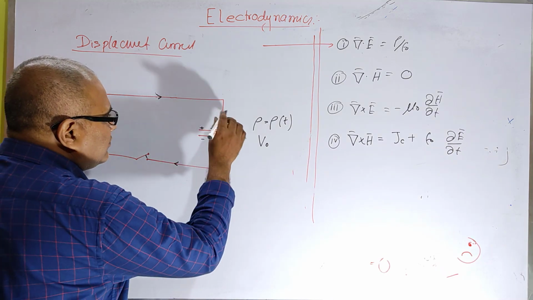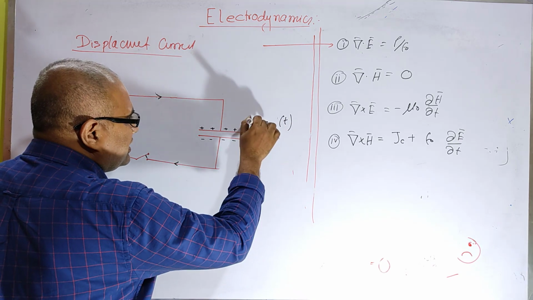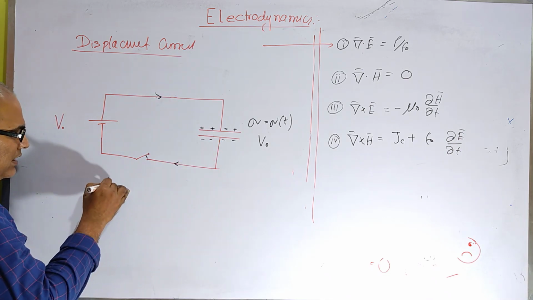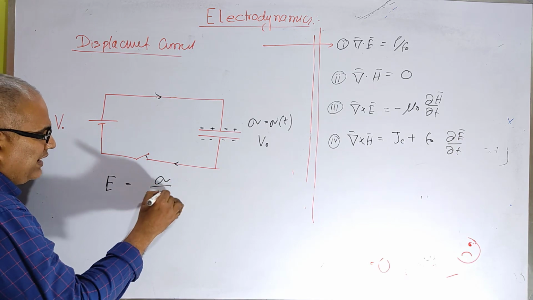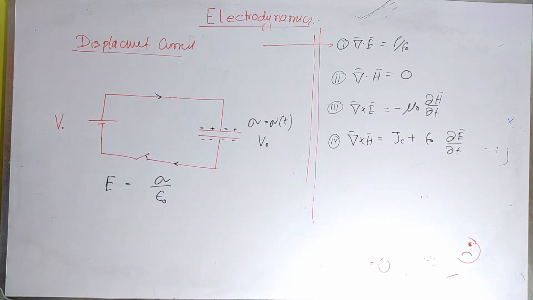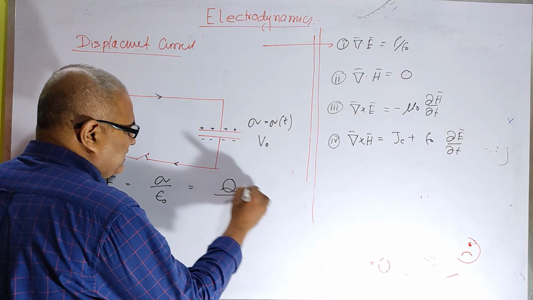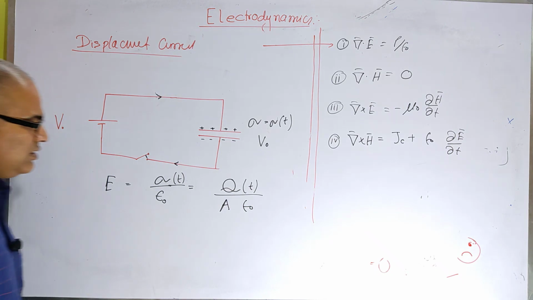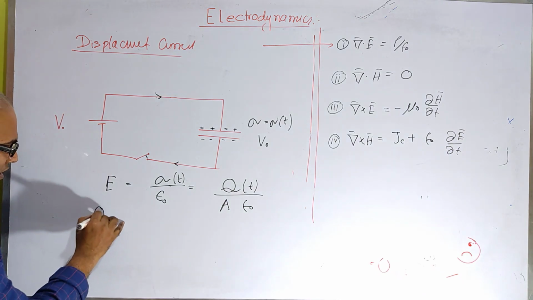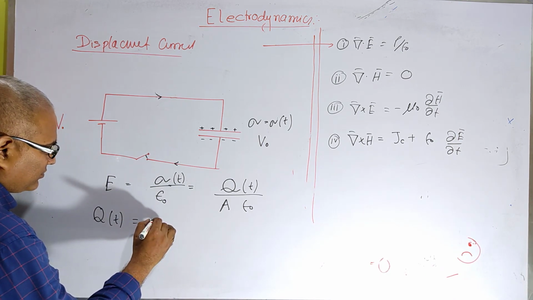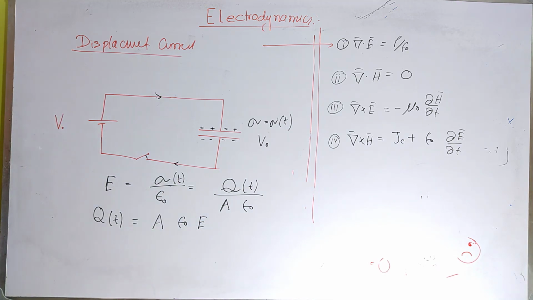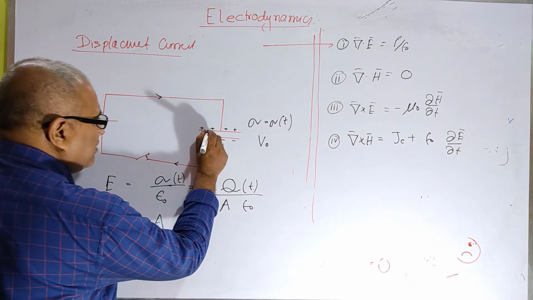So let's represent them by surface charge density. তাহলে আমি যদি বলি what should be the field here, you all know that the field is sigma by epsilon. If it is free space, then sigma by epsilon naught. Now what is sigma? Let's say sigma at any time is equal to q by A. Therefore q(t) equals A times epsilon naught E. E is the electric field developing there like this.